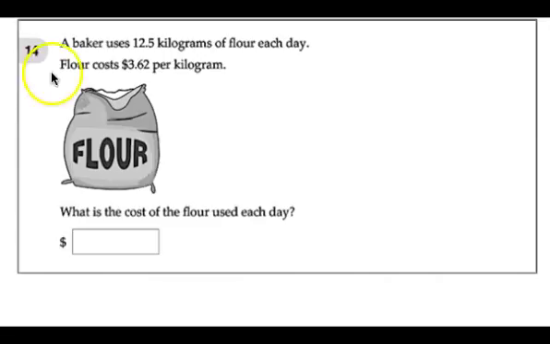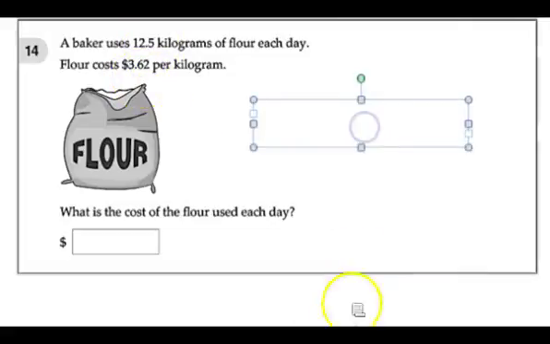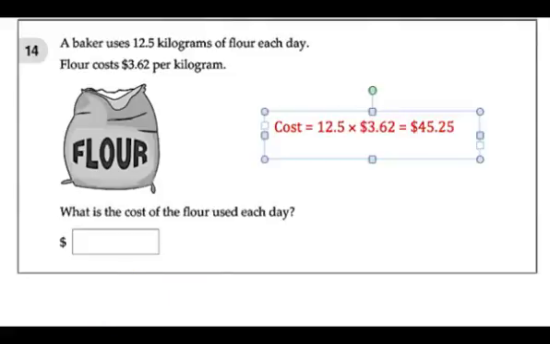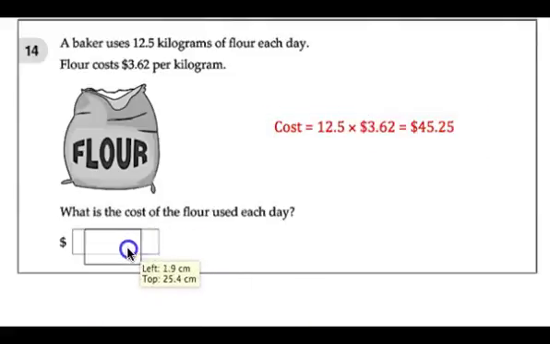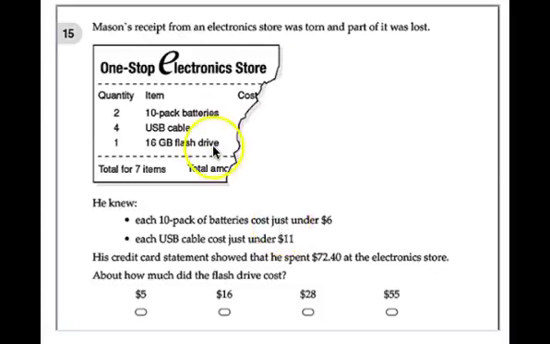In 14, a baker uses 12.5 kilograms of flour each day, and flour costs $3.62 per kilogram. What is the cost of the flour used each day? So we'll just multiply 12.5 kilograms by $3.62, which gives us $45.25. Okay, 45.25.